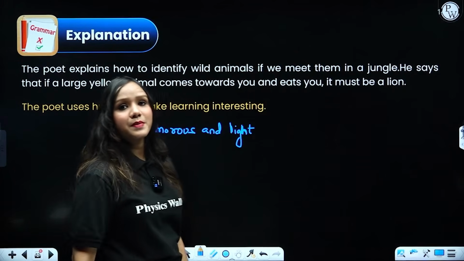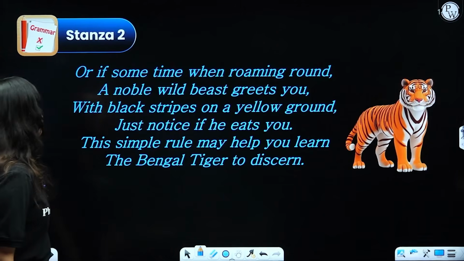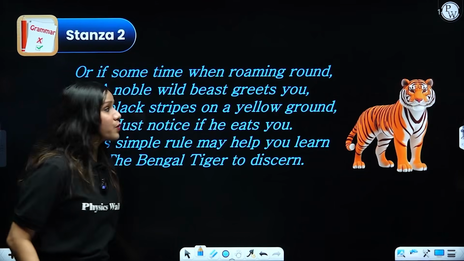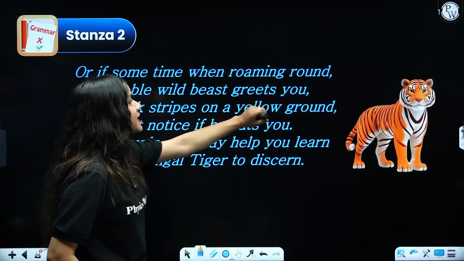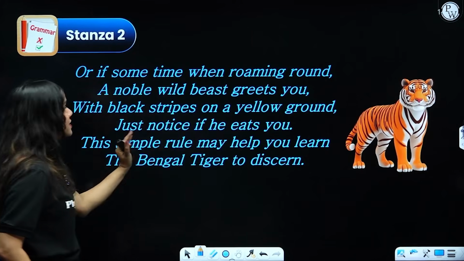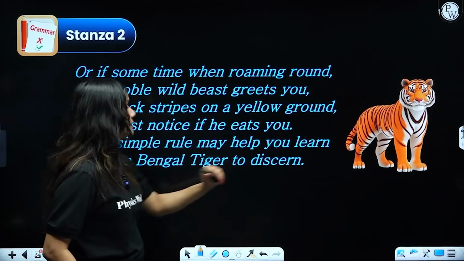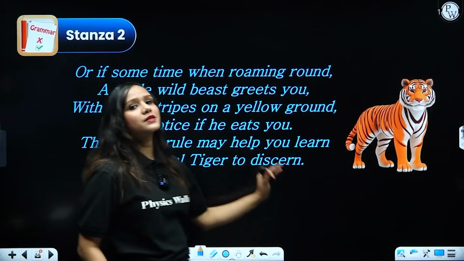Right? Remember this thing, please. Now, or if sometime when roaming around, a noble wild beast greets you with black stripes on a yellow ground, just notice if he eats you. This simple rule may help you learn the Bengal tiger to discern.